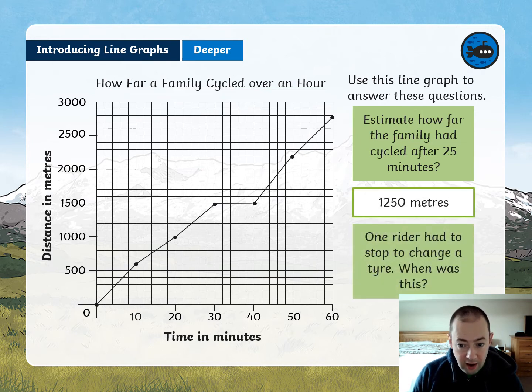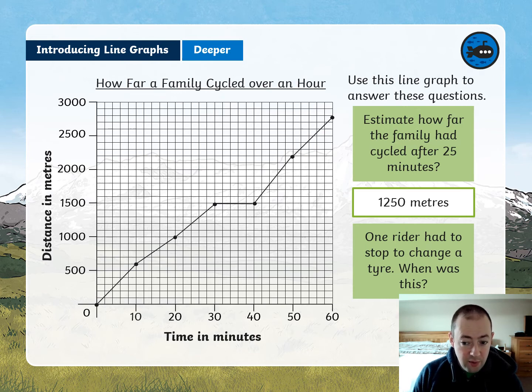One rider had to stop to change a tyre. When was this? Well, sometimes they'll ask you questions like this where you've got to look and sort of interpret the data. You can see there's a point there where there's no meters being made, there's no distance being travelled. There's a point where he stops. So when did he stop to change a tyre?